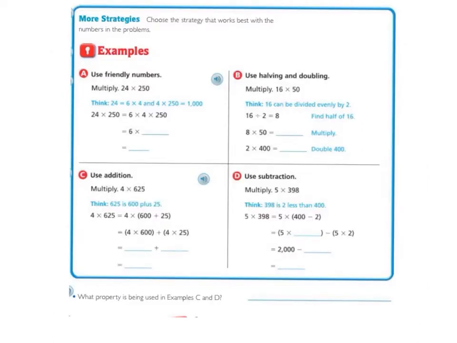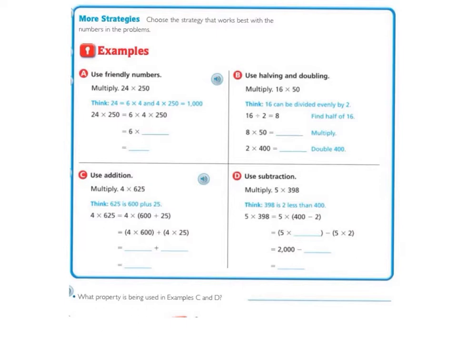Let's practice this a few more times. In example A, it says we're going to use some friendly numbers. Friendly numbers means we're going to pull out some numbers that make this easier to work with. So I'm going to multiply 24 by 250. Well, that doesn't look very easy to me.